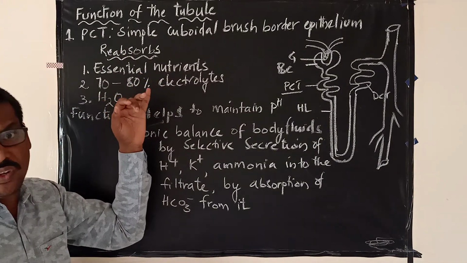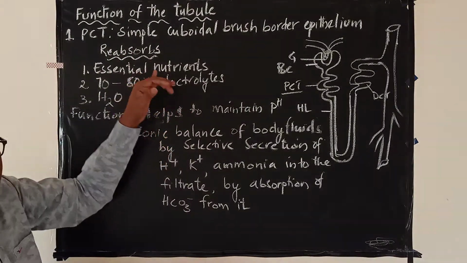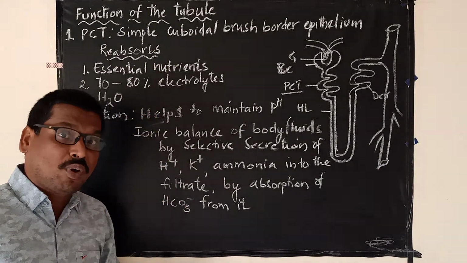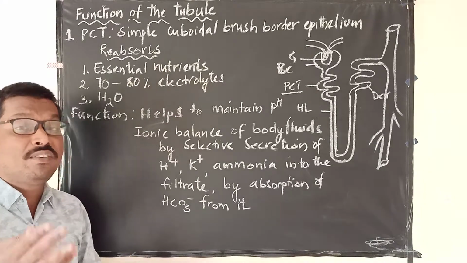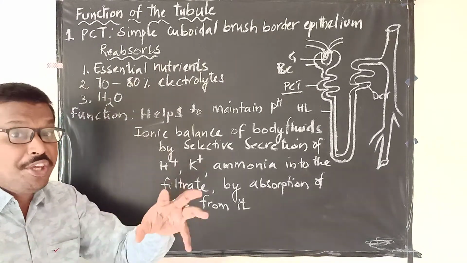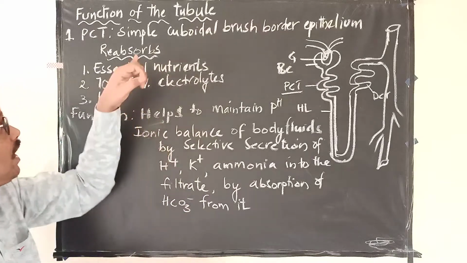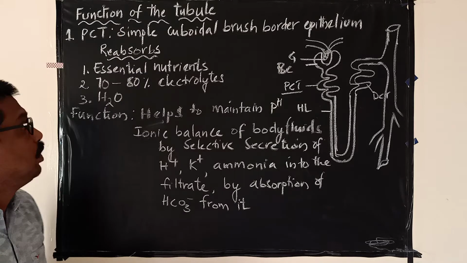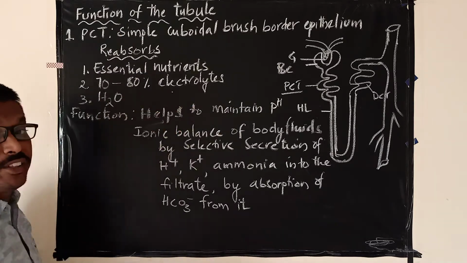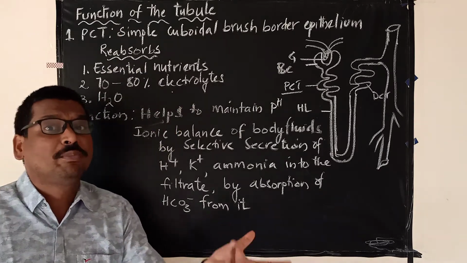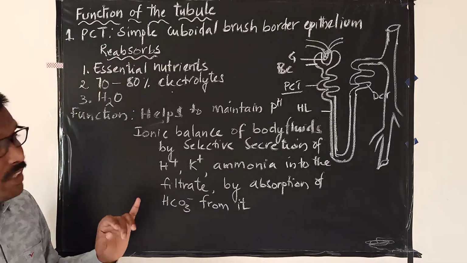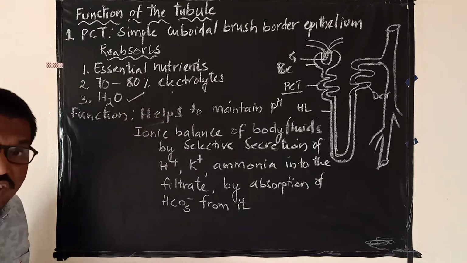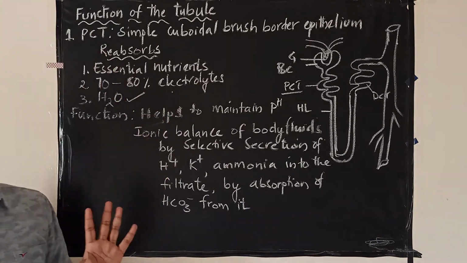Take glucose, one of the essential nutrients. When it is present in less quantity in the body and is being eliminated through the excretory system, it will be reabsorbed immediately. So essential nutrients will be reabsorbed from the proximal convoluted tubule. 70 to 80% of the electrolytes will be absorbed from the proximal convoluted tubule, and even water is also reabsorbed.